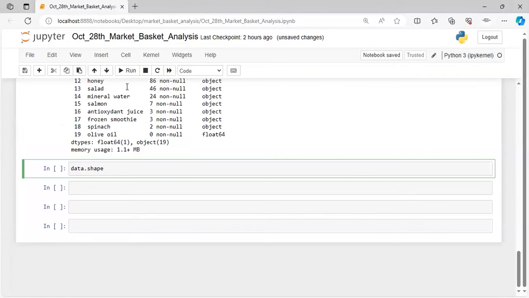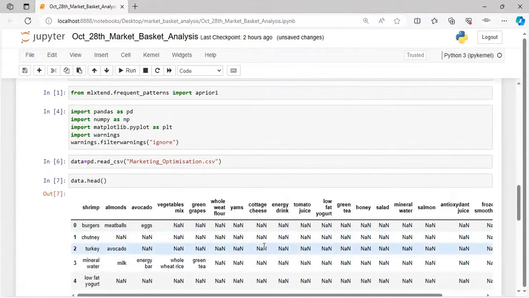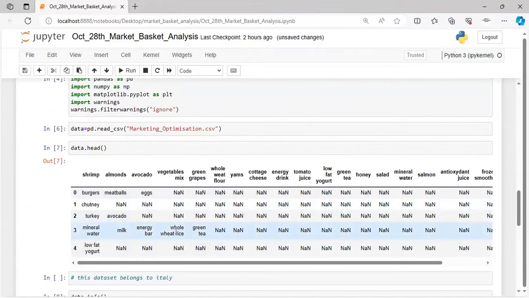data.shape. So we have 7,500 rows and 20 columns. No problem. Now, first of all, we have to pre-process the data, because we simply cannot apply the Apriori concept here. It will not work because all these values are in string format. So we have to convert all of this into the required format, and only then can we pass these things.